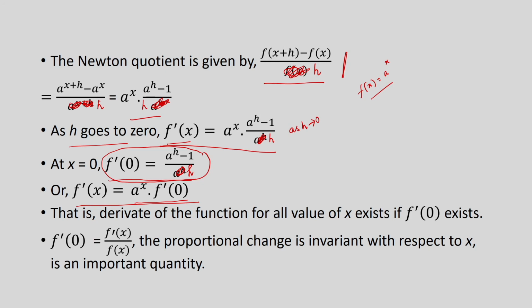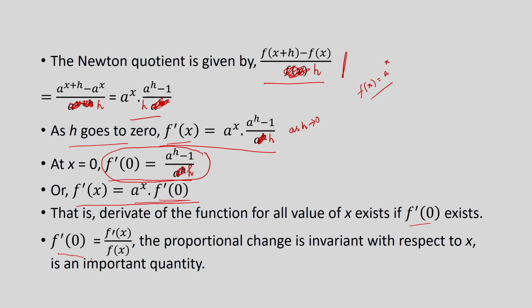Now, this is a very important relation, and what it means is that the derivative of the function for all values of x exists if f dash of 0 exists, because f dash of 0 is appearing on the right hand side. As long as f dash of 0 is there, f dash of x exists.